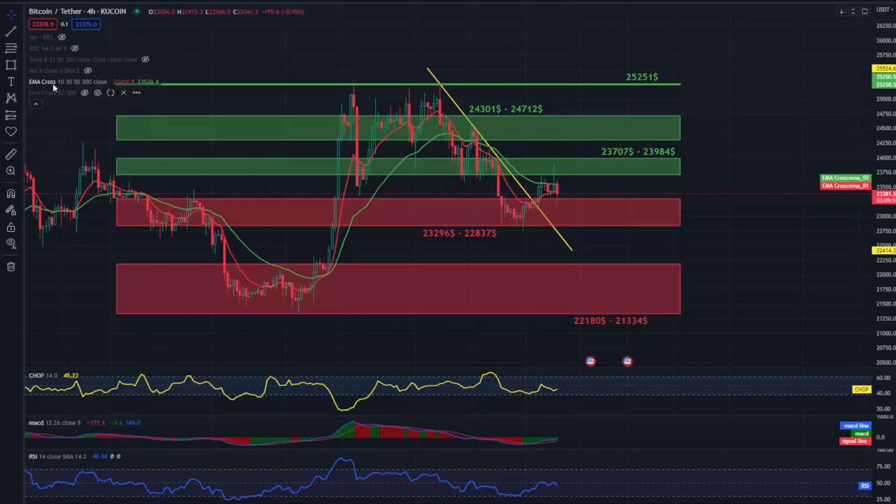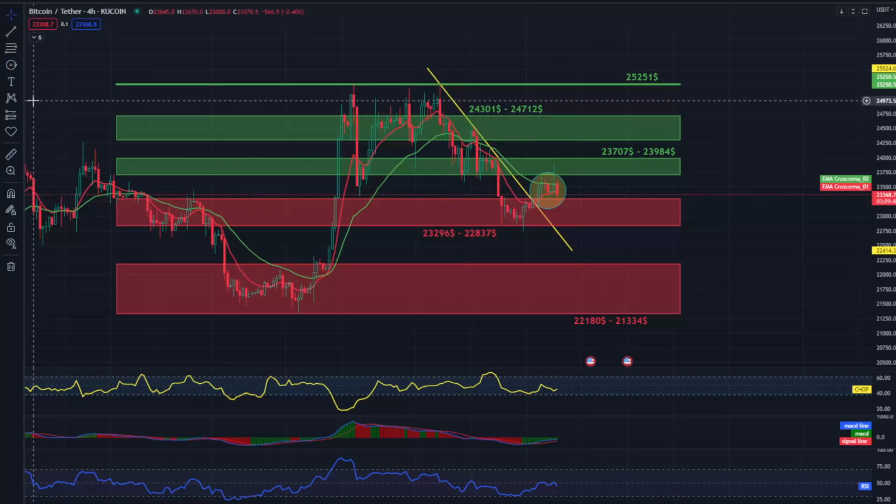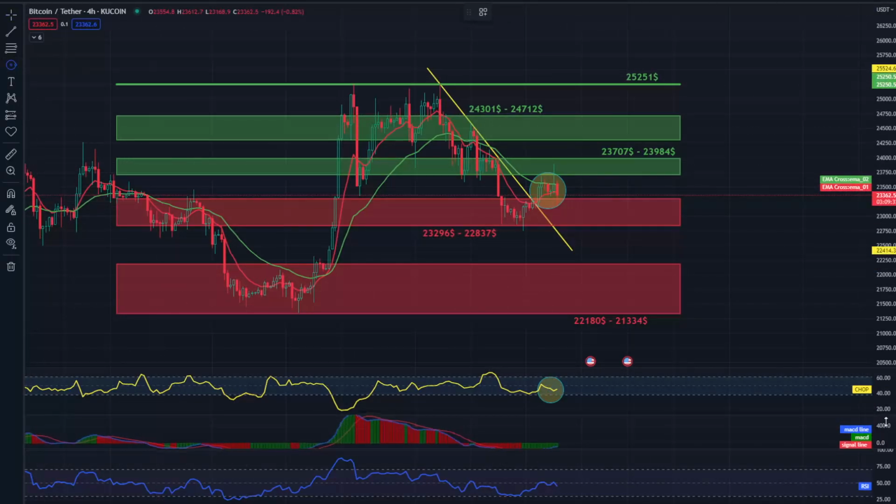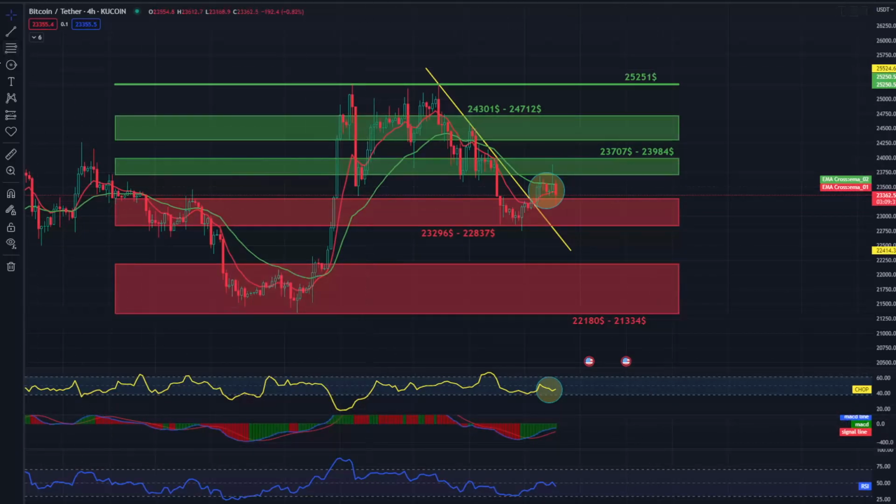It is worth paying attention to the EMA cross 10 and 30, which indicates that the BTC price continues in a downward trend. Please pay attention to the Chop index, which indicates that most of the energy has been used. The MACD indicator indicates the maintenance of a local upward trend, while the RSI moves at the bottom of the range.